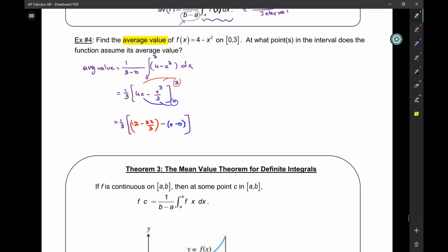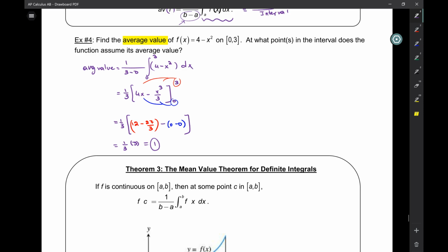It's the antiderivative. You integrate or you find the antiderivative. Those are synonyms. Okay, so here I have 1 over 3 times all that will be 3. So that's equal to 1. So that's the average value.